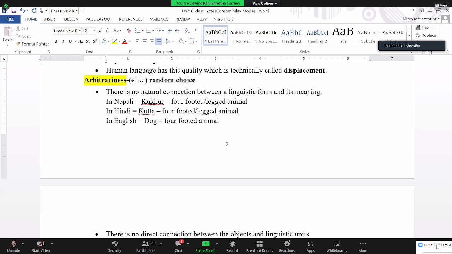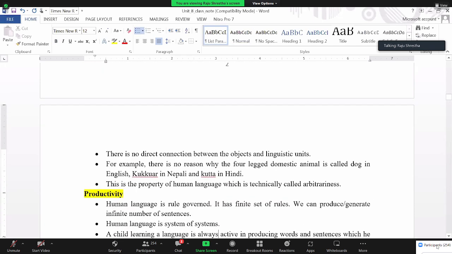Why is this kutta in Hindi? Why is this dog in English? Why is this kukur in Nepali? So there is no such natural connection or scientific reason behind the use of the word and the meaning it refers to. This is arbitrariness.